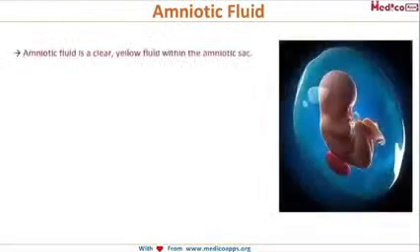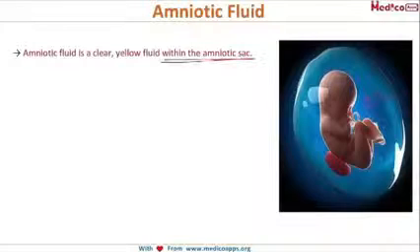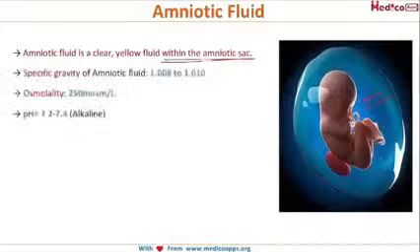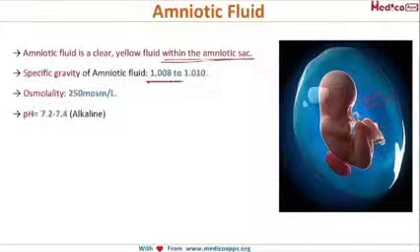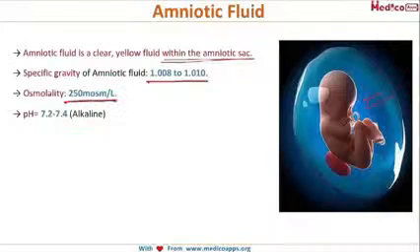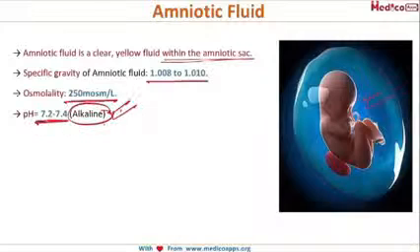That the amniotic fluid is a clear yellow fluid within the amniotic sac. Now let us discuss some biochemical features of this amniotic fluid. The specific gravity of the amniotic fluid is 1.008 to 1.010. Its osmolality is 250 milliosmoles per liter, and it has an alkaline pH between 7.2 to 7.4. And what is the clinical relevance of the statement that amniotic fluid has an alkaline pH?